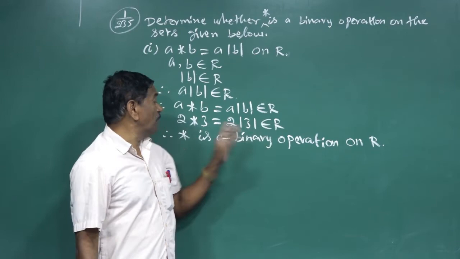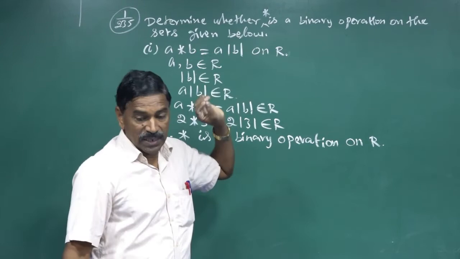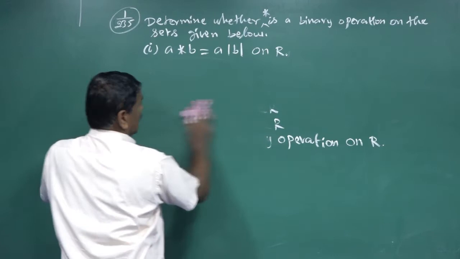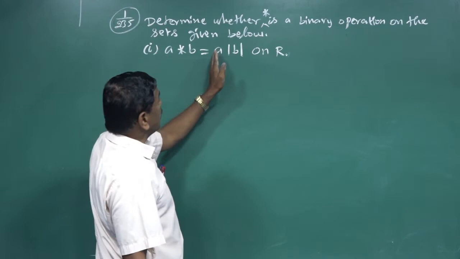Like that. So this same answer we can prepare one more time, for our convenience. Now listen. A star B is equal to A into modulus B on R is the question. Now the solution.